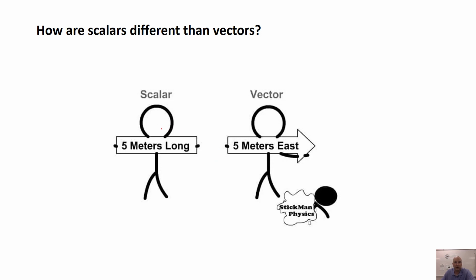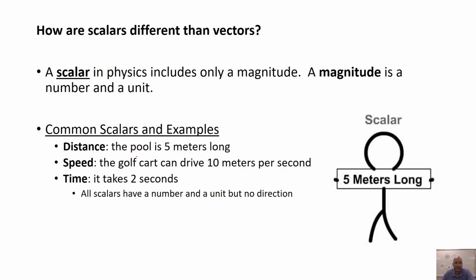Starting off, the first part is just what is different between a scalar and vector, and it's all in this picture. If you take a look at scalar versus vector, you should notice something's different. So this vector is going to have this direction side, where a scalar is not really telling you one way or another. A scalar in physics includes only a magnitude, so you need to know what the term magnitude is, and it is a number and a unit. If I'm talking about 5 meters, that's going to be different than 5 inches. So they both have numbers, but the unit kind of gives it a reference.